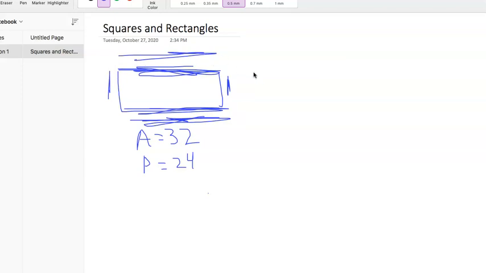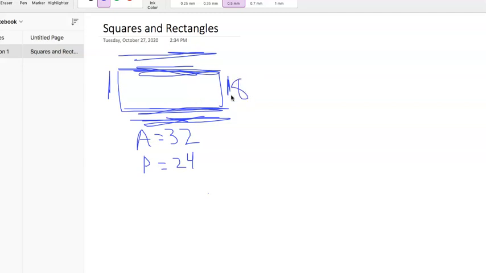Okay, so what numbers can add to 12 but multiply to 32? Okay, so you're kind of going like factors of 32. Well, 32 times 1 is 32, but 32 plus 1 equals 33, so that can't be it. 16 and 2 would be the next, right? 16 plus 2 is 18, even though 16 times 2 is 32. That doesn't work. 8 and 4 would be the next one, and that ends up being right, because 8 times 4 is 32. 8 plus 4 is 12.